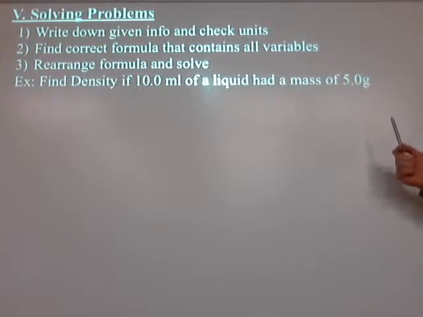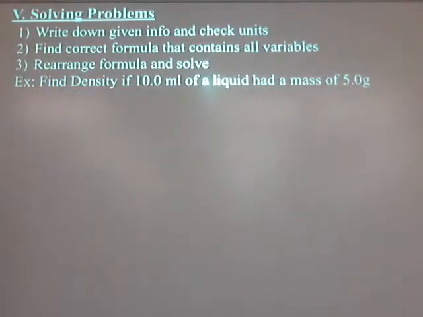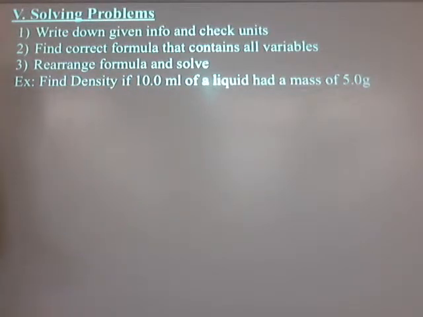Who can tell me what the actual answer is going to be? Anybody figure that out right away? What do you think? 0.5. The answer is going to be 0.5 grams per milliliter. You can probably see that because you know the formula for density is mass over volume. All right, and there's your volume, there's your mass. Beautiful.